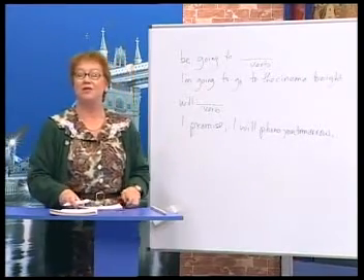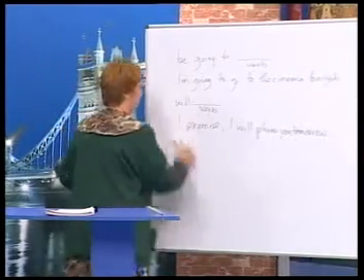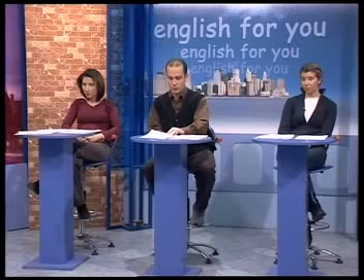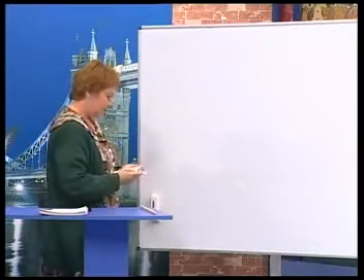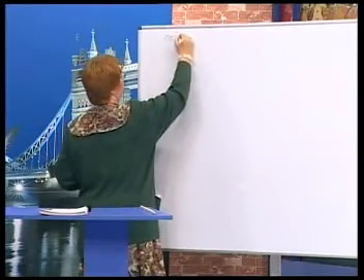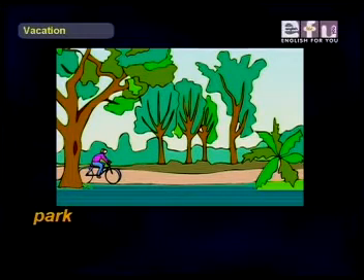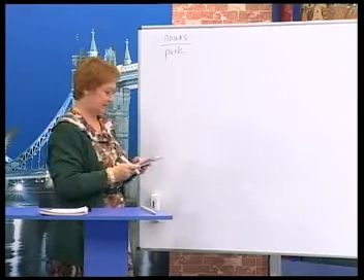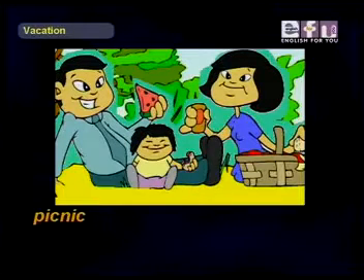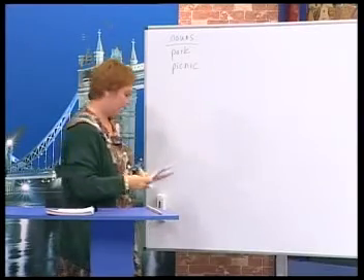And first, I want to tell you some of the words that we can use for a vacation. These are places. So let's make some room here, and then I'll show you some of the vocabulary that we can use for vacation. Now, these are nouns. The first one is park. Parks have grass and trees. We see parks in cities. The next one is picnic. We eat food on a picnic outside, in a park, for example.